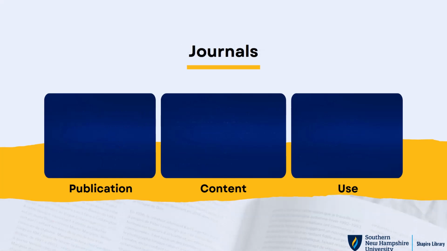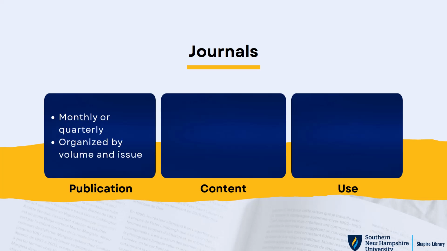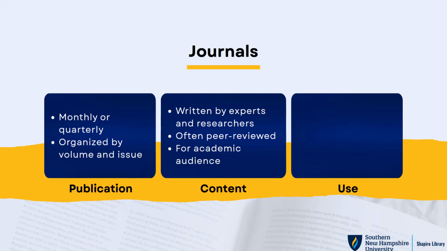That brings us to our third type. Journals, or scholarly journals, are typically published monthly or quarterly, and they always include volume and issue numbers, where the volume reflects the publication year or cycle, and the issue refers to the specific installment in that volume. Journals are written by researchers and experts. They are often peer-reviewed, which means other specialists have checked the work for quality before it is published. Typically, they are written for an academic audience.